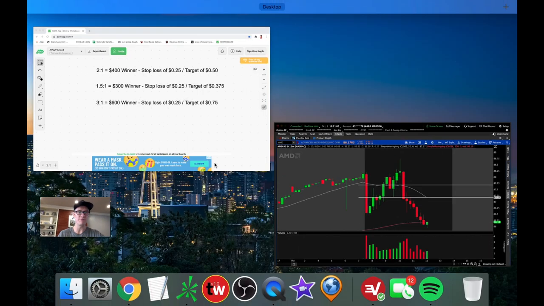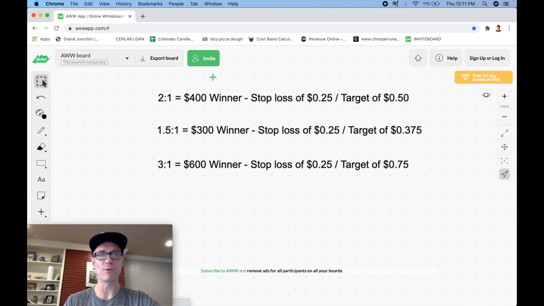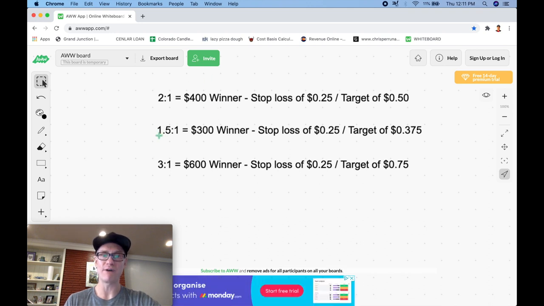So just to review that, 2 to 1 paid 400 today, and 1.5 to 1 paid 300 today on today's AMD trade 15-minute chart right out of the gate. Now for the final one, let's look at the 3 to 1. The 3 to 1 is pretty impressive because it's going to pay $600 for each winner, but it's going to have to go 75 cents. It's got to go three times what the stop loss is.